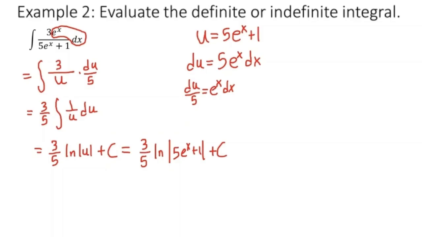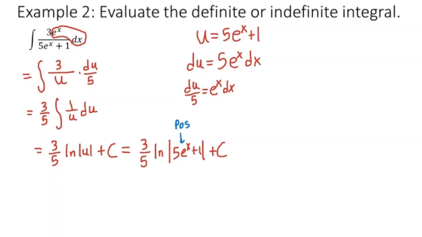If we look a little bit more carefully, e to the x is a positive function. No matter what I plug in for x, it is going to be positive. So 5e to the x would also be positive, since positive times positive is positive. And if I add 1 to a positive function, it's going to stay positive. So 5e to the x plus 1 is a positive function.